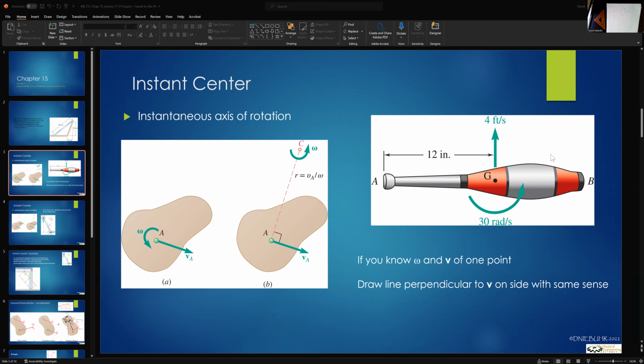And so we know it's rotating at 30 radians per second about G, and it's moving upward also at 4 feet per second. So we want to find out what is the velocity of A, what is the velocity of B, and where is the instant center at this point, since the thing's translating vertically as it's rotating about its center of gravity, which is pretty much what we're going to see throughout the chapters. We'll do a little bit later about rotation about non-center, but for the most part, we're going to assume that things are rotating about the center of gravity as they're free.